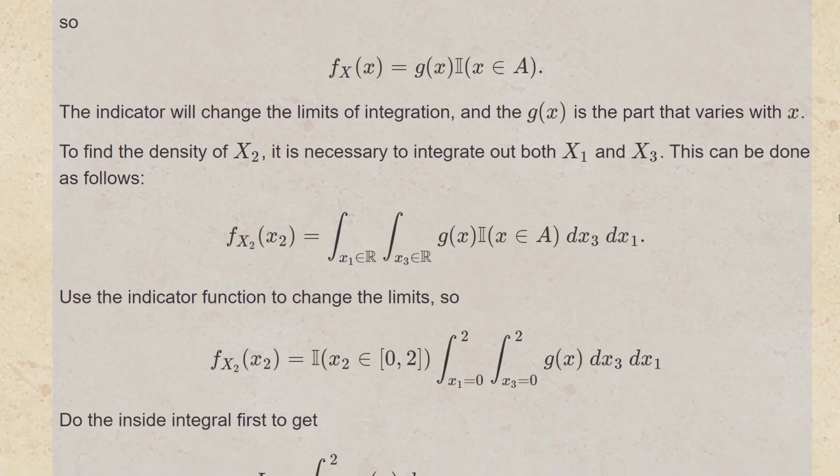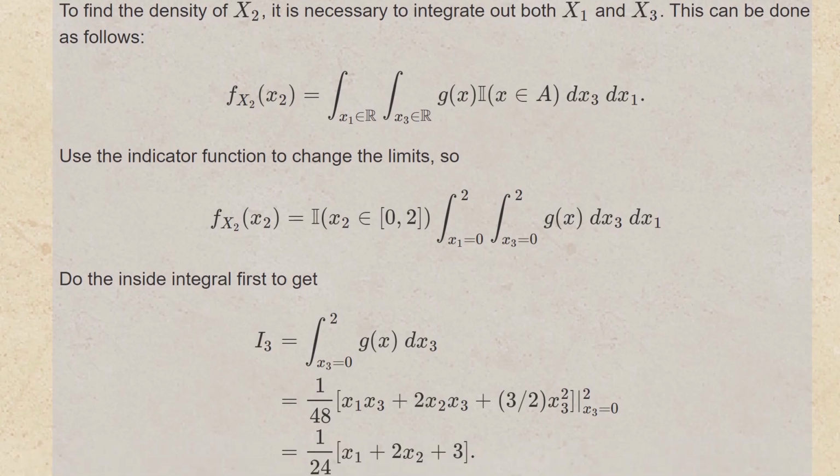To find the density of X sub 2, it is necessary to integrate out both x sub 1 and x sub 3. So our integral is going to be the integral over x sub 1 from negative infinity to infinity, x sub 3 from negative infinity to infinity, of g of x times the indicator that x is in A with respect to x3 and then with respect to x1. We can use the indicator function to change the limits.